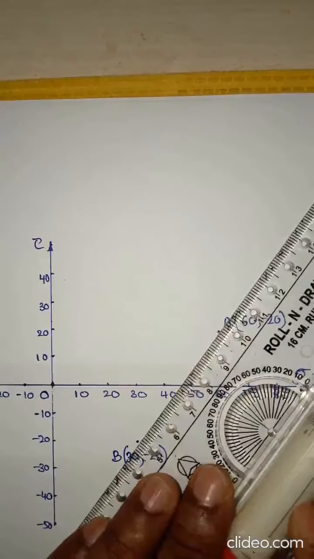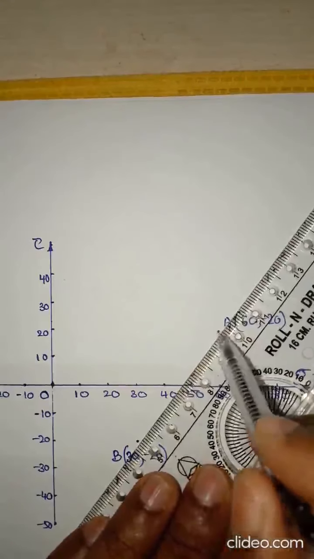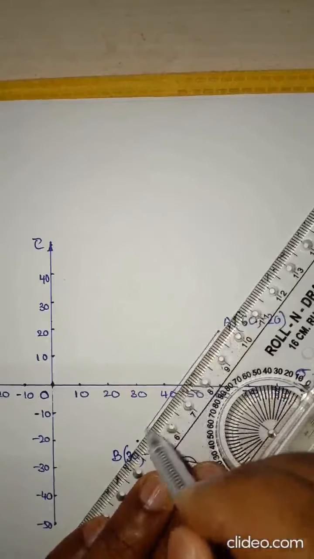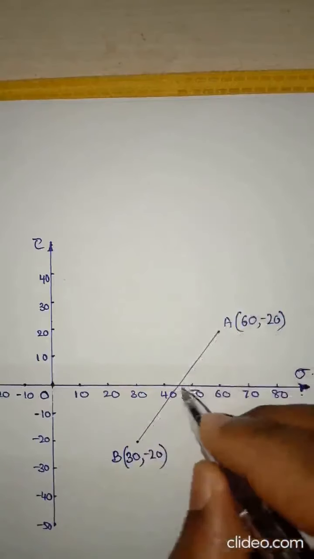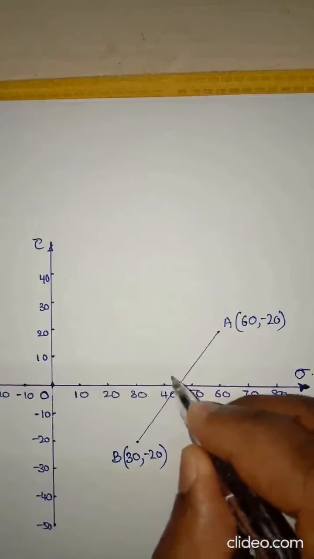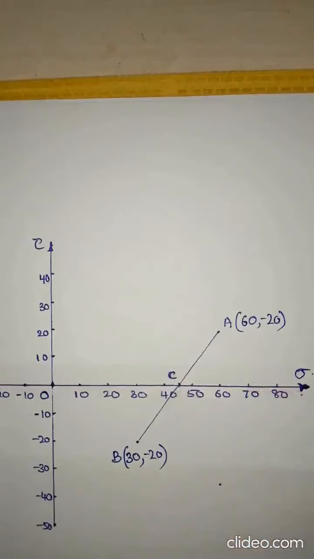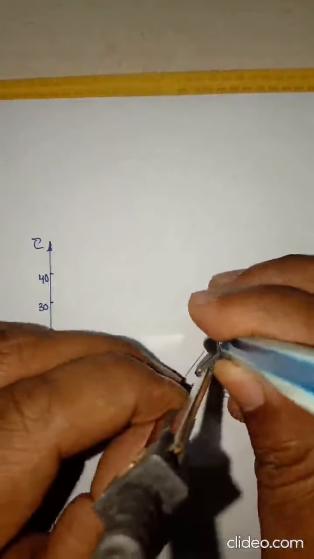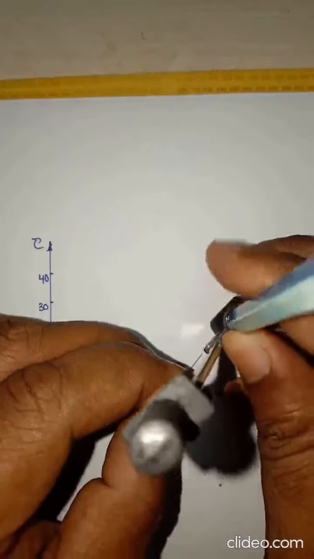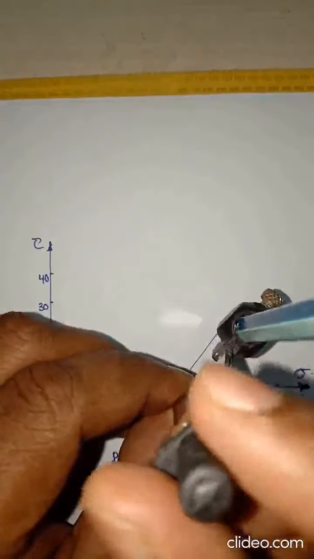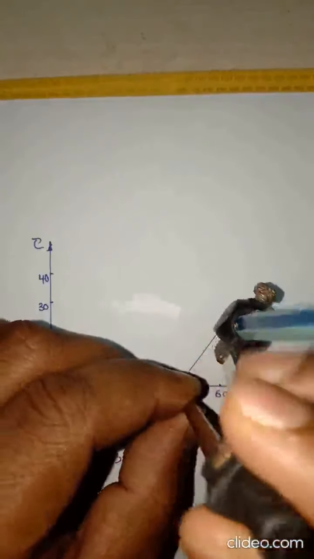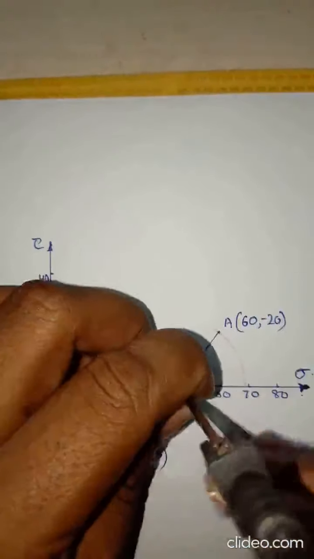We will join these two points, A and B. This line intersects the x-axis, that is the sigma axis, at point C. Now with C as the center and radius CA, we will draw a circle.